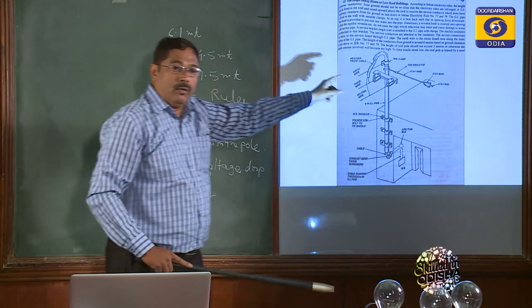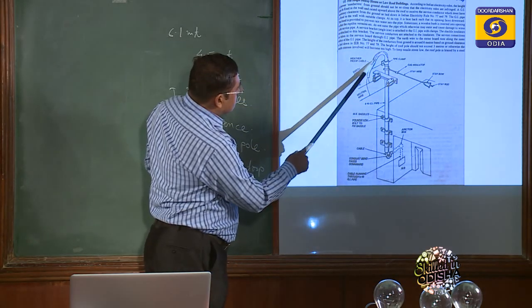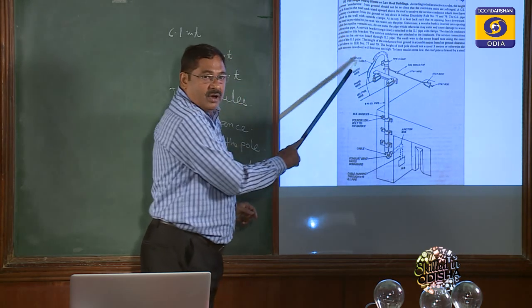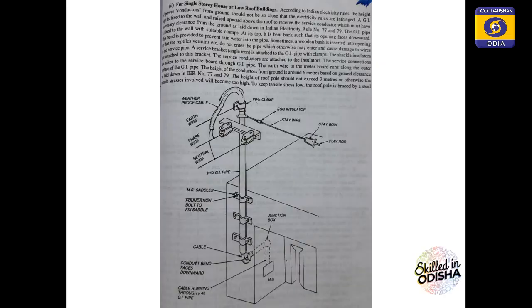This is a GI pole. So you find that this pole is downwards because rainwater cannot enter here. It should be downward. Otherwise rainwater will also insert into it.